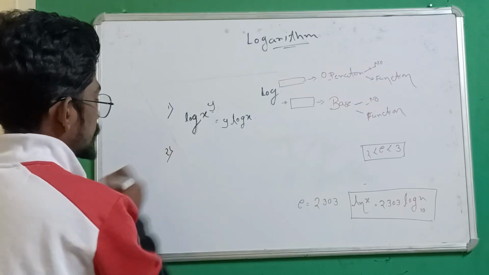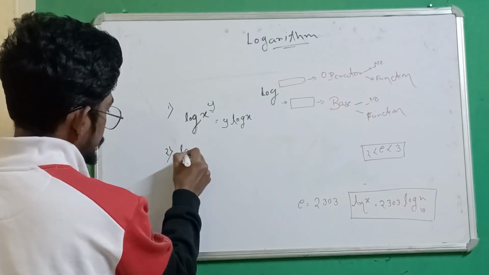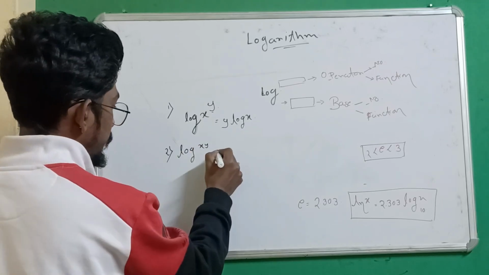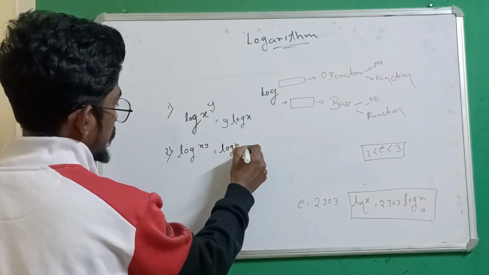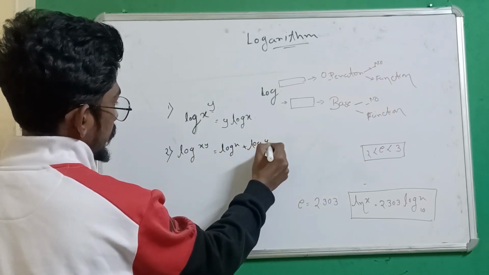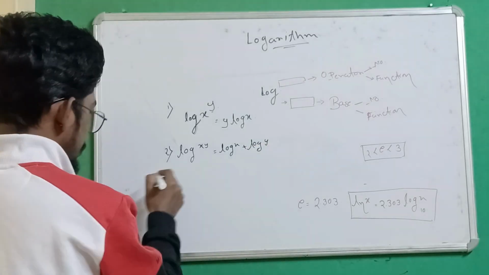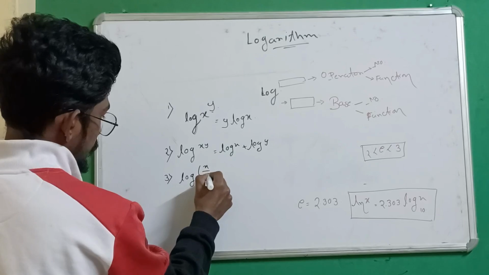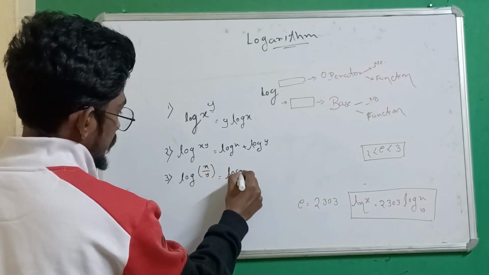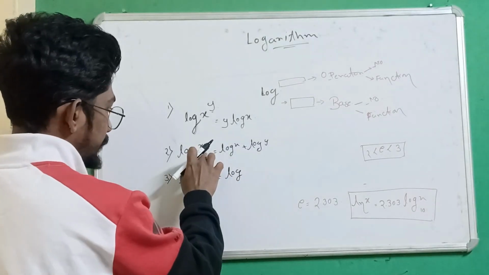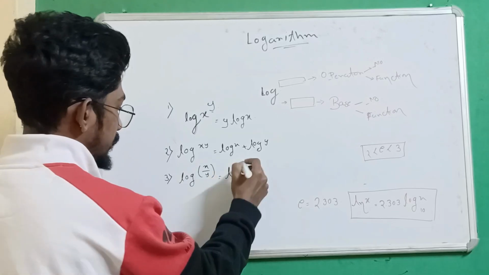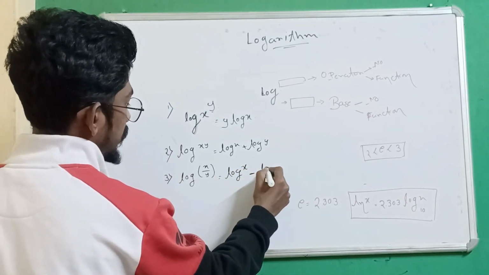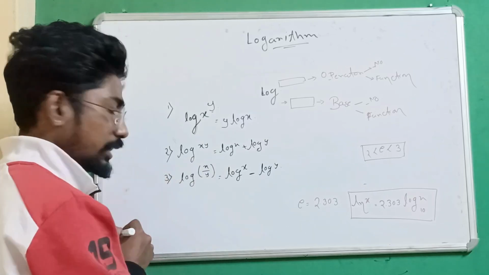Second, the multiplication rule. Log of x times y will be written as log x plus log y. Same for the quotient rule, log of x by y. There is nothing to remember: in the case of multiplication there is an addition sign, and in the case of quotient there is a subtraction sign.